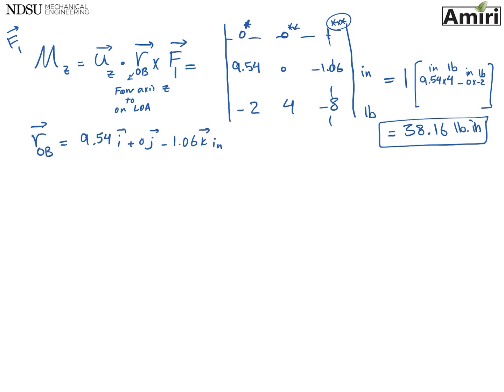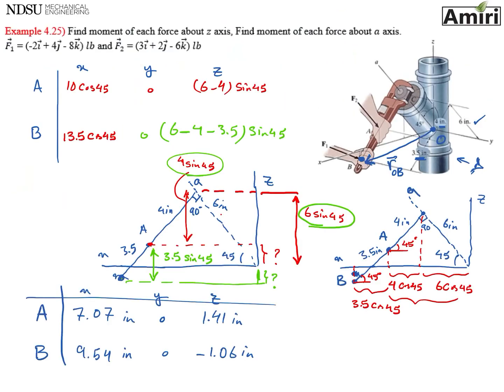So I did this one. I'm going to skip the math on the rest of them. So let's do F2 about the z-axis: unit vector of z-axis dot r cross F2. I'm going to start from origin again. The axis is still the same. This time my other point on the line of action of F2 is A, so I'm going to do R from O to A.